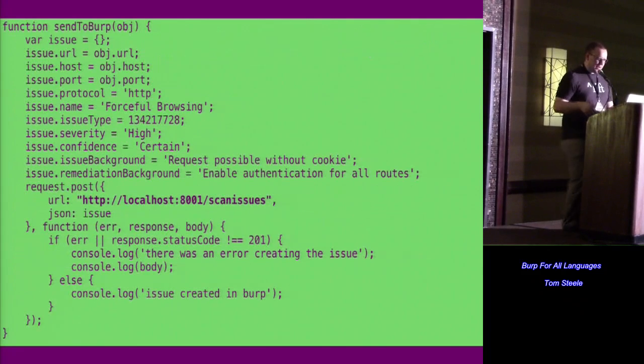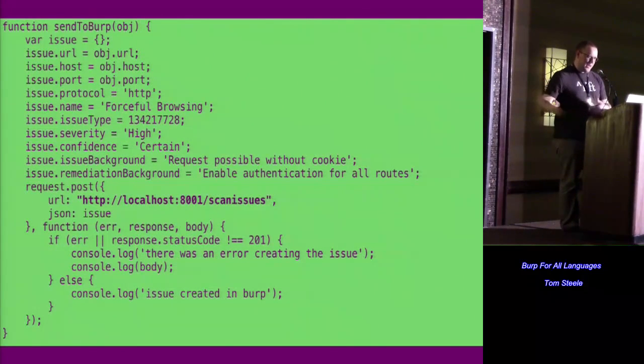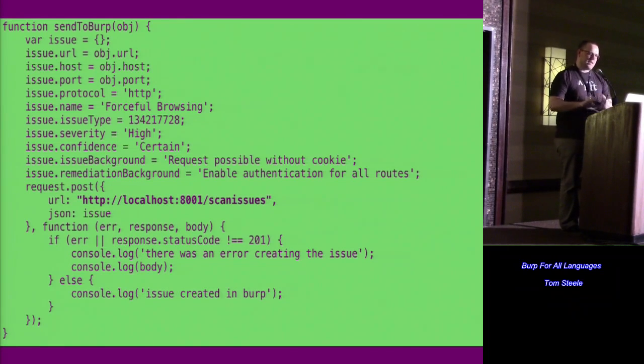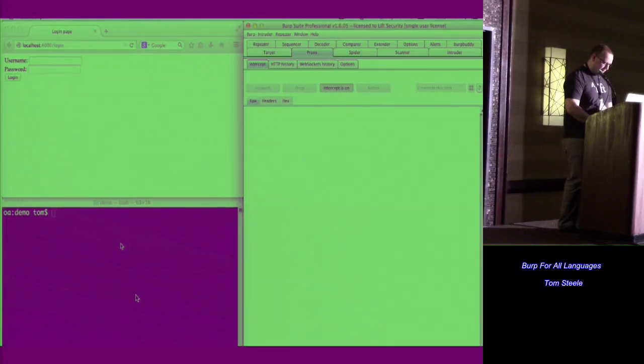And so now you can start extending your functionality even more, because for our forceful browsing example, we were just console logging in your little window, saying, hey, I think there's a thing. But what if we wanted to turn that into an issue and send it to Burp? Well, with this little bit of code here, we can actually do that. What this does is it takes the object you've got in the request, turns it into an issue, and then does an HTTP post to Burp's API via this URL here, and puts the issue in Burp. And so that's this video here.